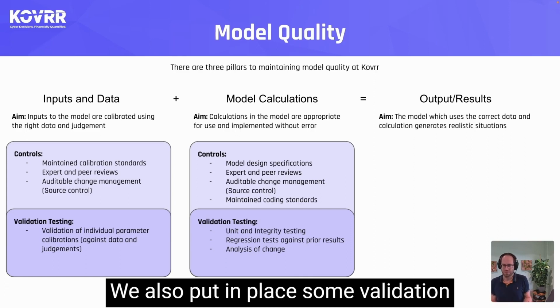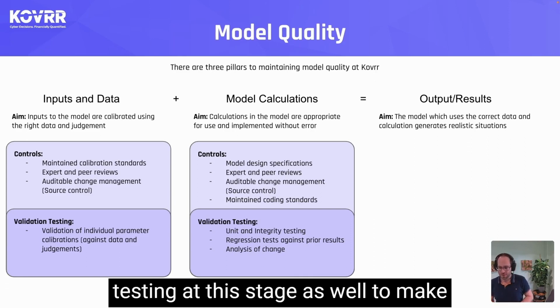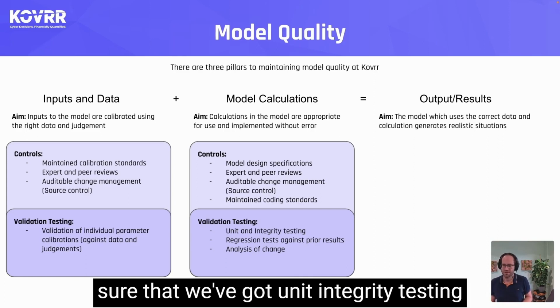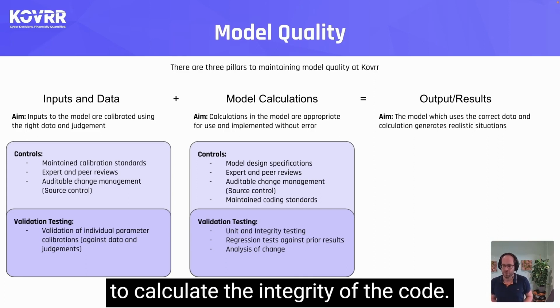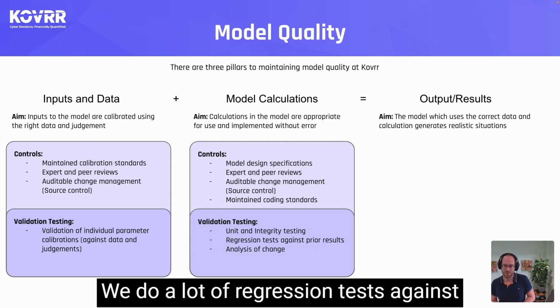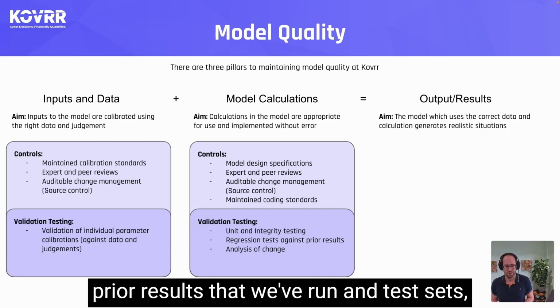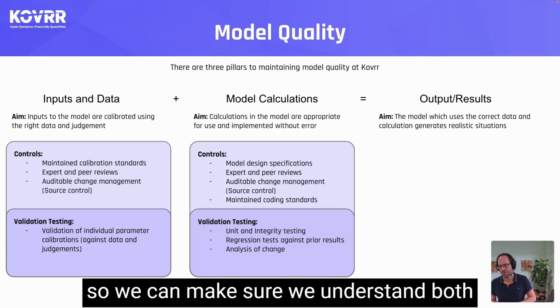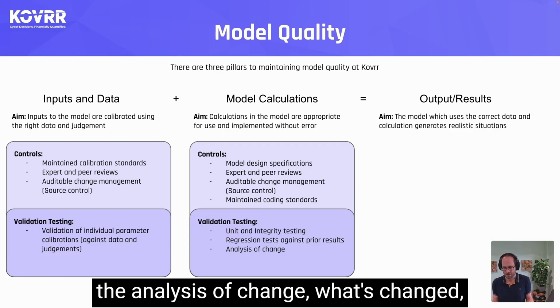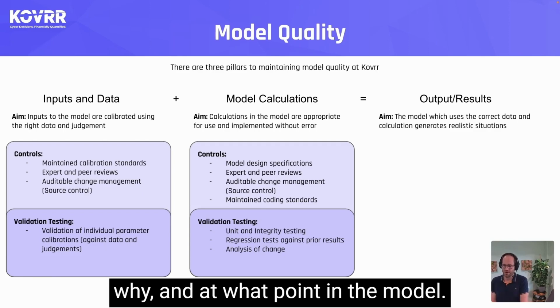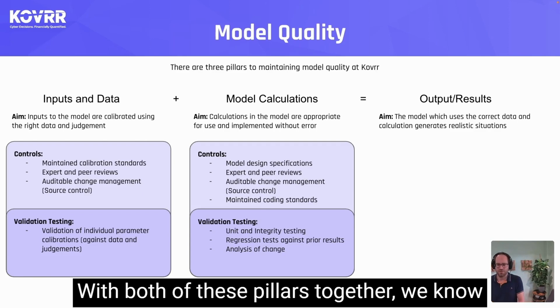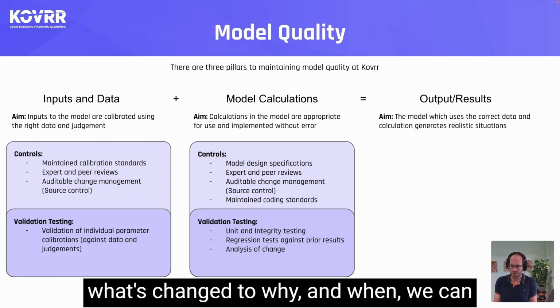We also put in place some validation testing at this stage to make sure that we've got unit integrity testing to calculate the integrity of the code. We do a lot of regression tests against prior results that we've run and test sets so we can make sure we understand both the analysis of change, what's changed, why, and at what point in the model. With both of these pillars together, we know what's changed, why, and when.